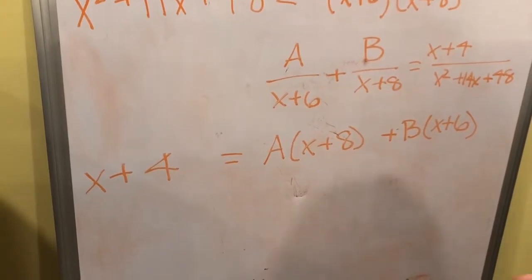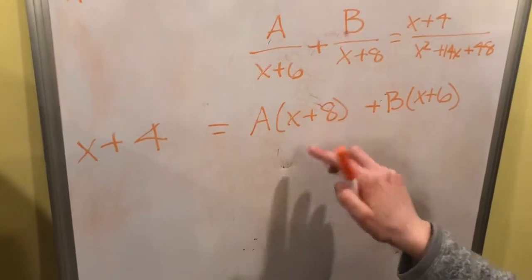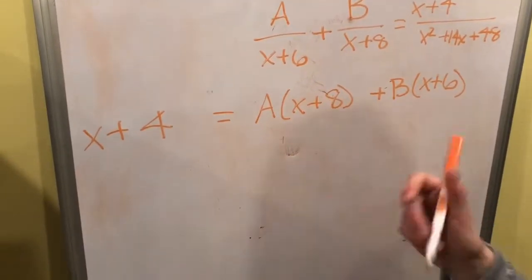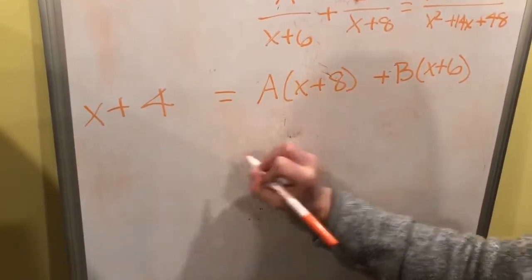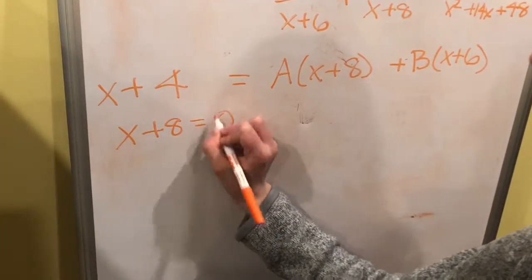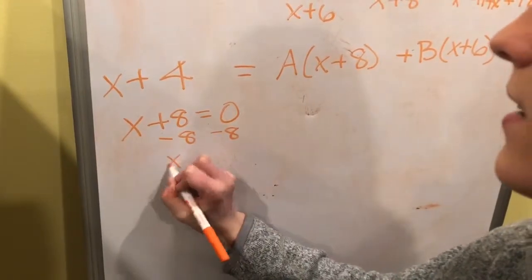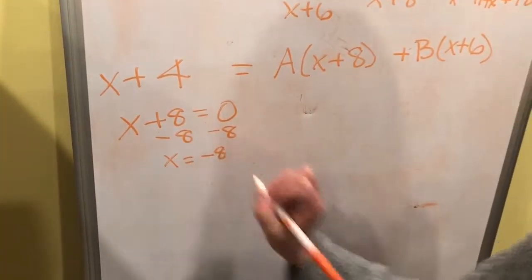Then from here, you find what x has to equal in order to make this equal to 0. So x plus 8 equals 0, minus 8. So x equals negative 8.